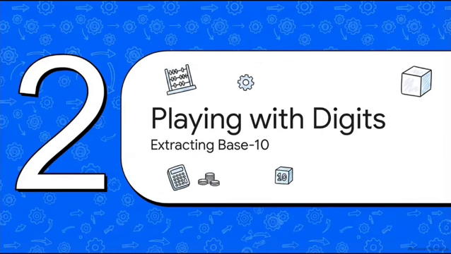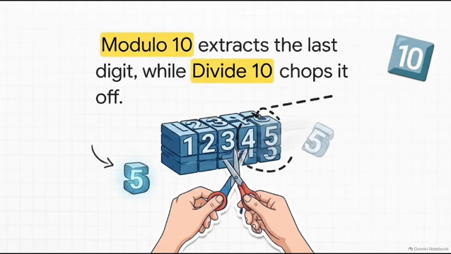Moving right along to section 2, playing with digits. Time to extract some base 10 numbers. Now, whether you need to sum the digits of a number, count them, or print them, the foundational logic is exactly the same. We use the classic base 10 duo. By repeating 2 simple operations, we can extract any number's digits in O of log n time.